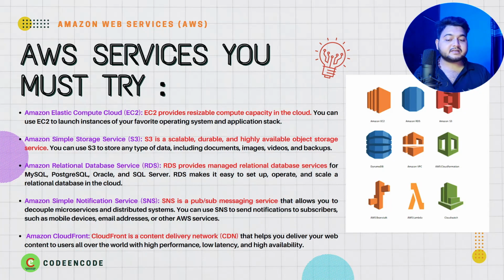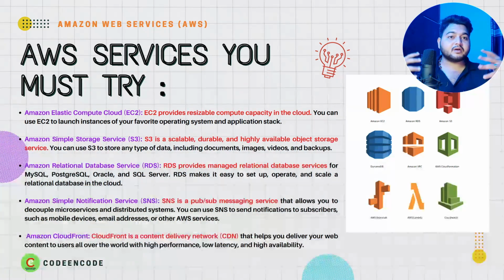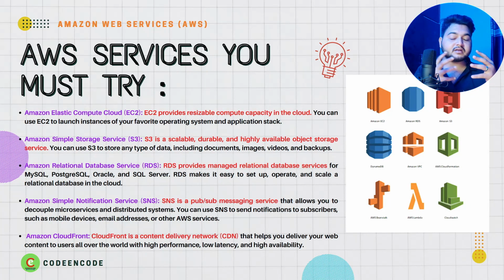Then again we have Simple Storage Service. This is something where you store things on the cloud or the drive, for example Google Drive and all that. So this is just a place where you can store your data. Then we have Amazon Relational Database Service, which supports MySQL, PostgreSQL, Oracle and SQL Server.